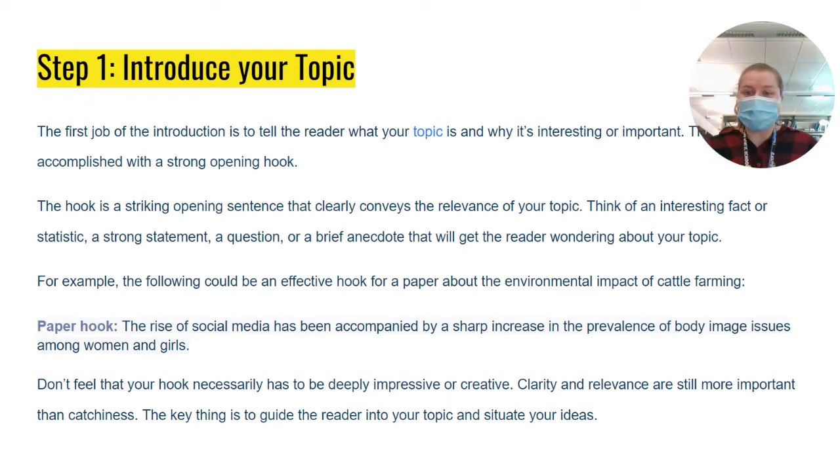For example, this is a hook that could be used on a paper writing about social media. The rise of social media has been accompanied by a sharp increase in the prevalence of body image issues among women and girls. It could be more specific than this, but something this general works as well. Don't feel that your hook necessarily has to be deeply impressive or creative. Clarity and relevance are still more important than catchiness. The key is to guide the reader into the topic and situate your ideas more so than to make sure that you have their undivided attention.